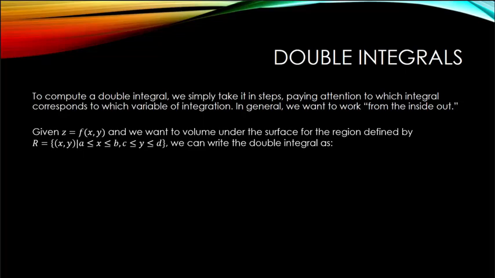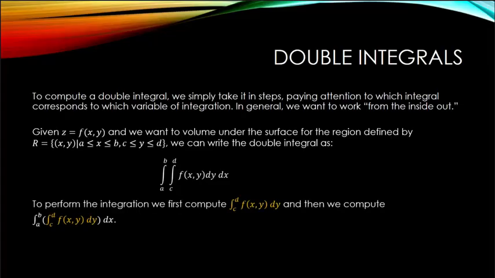So if I'm given z is equal to f of x y, and we want to know the volume under the surface for the region defined by R is equal to the points x y such that a is less than or equal to x, which is less than or equal to b, and c is less than or equal to y, which is less than or equal to d, we can write my double integral as the integral from a to b of the integral from c to d of f of x y dy dx. I first perform the innermost integral. In other words, I compute the integration from c to d of f of x y dy, and then I compute the integral from a to b of that value with respect to x.